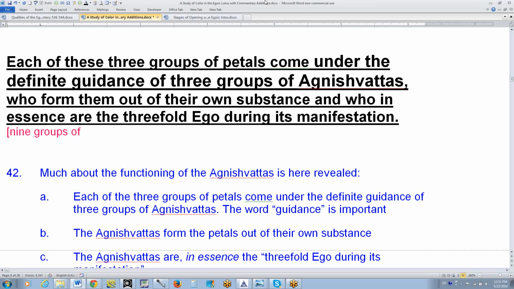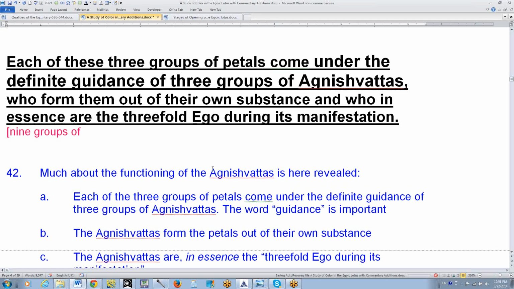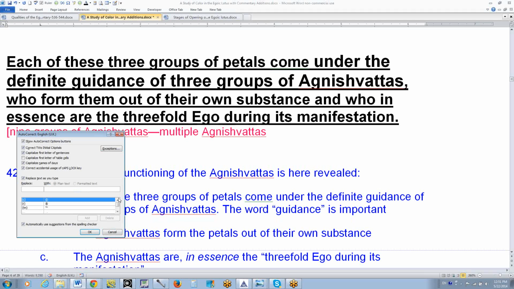Agnishvattas. Okay, I know that I have that. And AGNI, AGN. All right, that's what it is. AGNS, 9 groups of AGNS, or Agnishvattas, each with its own assignment, 3 related in each one of the tiers. So we have multiple Agnishvattas. Multiple Agnishvattas.